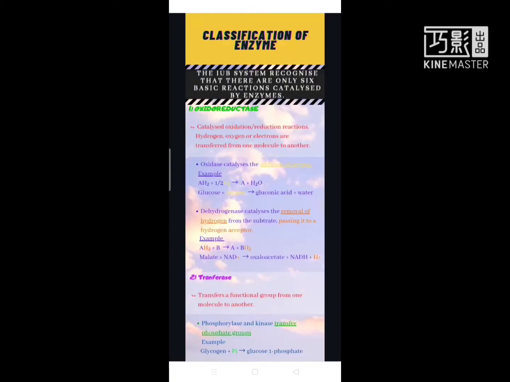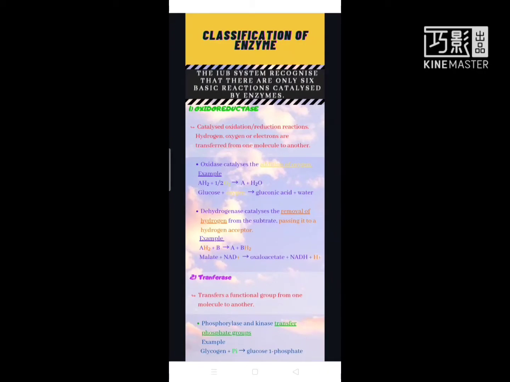Classifications of enzyme. The International Union of Biochemistry (IUB) system recognizes that there are only 6 basic reactions catalyzed by enzymes. The first class of enzyme is oxidoreductase. Oxidoreductases catalyze oxidation or reduction reactions. Hydrogen, oxygen, or electrons are transferred from one molecule to another.